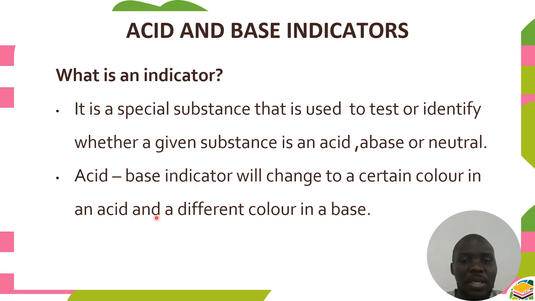So acid-base indicator will change to a certain color in acid solution and a different color in a base solution. What does this statement mean? It means that when you have an indicator, it shows variation in colors. It doesn't show the same color when you put it in either an acid or a base, but it shows different colors when the same indicator is added to a solution of a base or an acid.